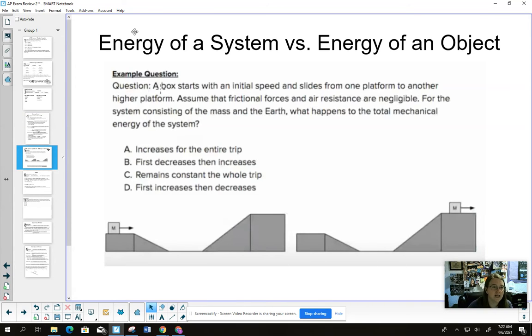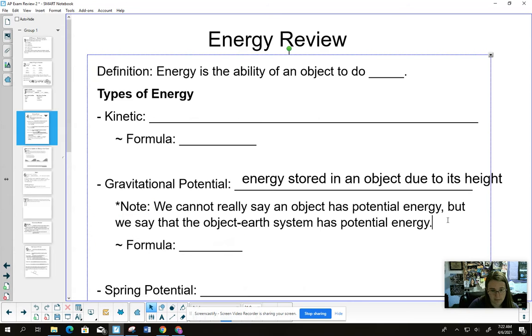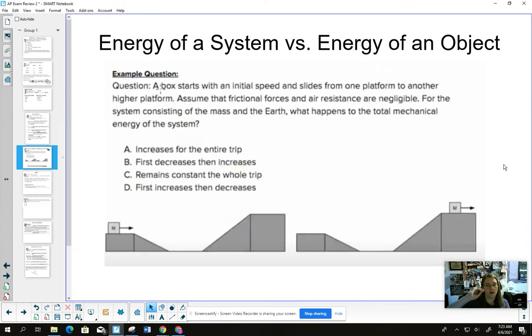So again, I've tried to emphasize here, I feel like I didn't do a very good job of this when I taught you guys the first time: energy of a system versus energy of an object. Like I said, with gravitational potential energy, we really have to say a system has gravitational potential energy. I cannot really just say, oh, this phone has gravitational potential. I would say the phone-Earth system. So when you're doing these problems, you really have to focus on, are they talking about the system of an object and the Earth? Or are they just talking about the object by itself?